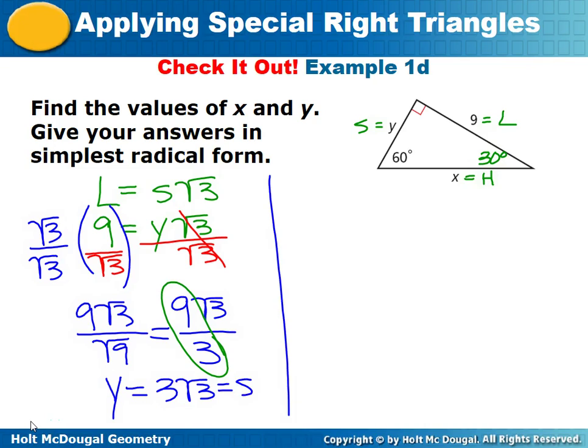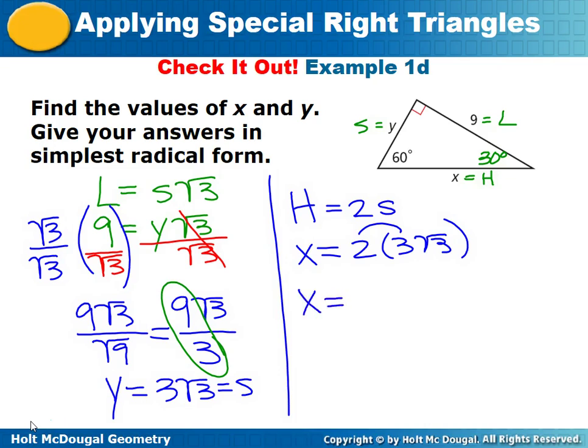Then we're going to look for our hypotenuse. That's 2 times the short leg. Our hypotenuse in this problem is x. And we're going to do 2 times 3 square root of 3. Once again, we're just going to multiply that times that coefficient, so that's going to be x is equal to 6 square root of 3.